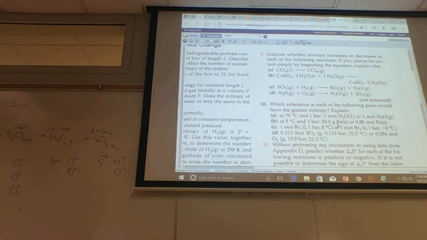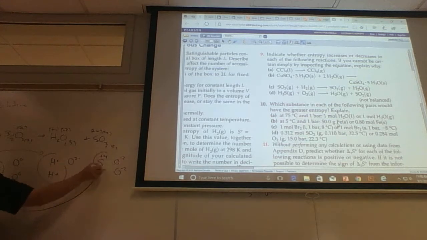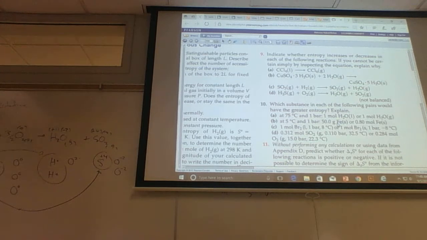Just one oxygen. Oops. 2 hydrogens, 1 oxygen. Okay, there we go. And so did anything happen to the hydrogens? No, nothing happened to the hydrogens. They stayed the same. What happened to the sulfur? The sulfur went from -2 to +4. How many electrons did it lose? 6 electrons were lost by the sulfur.